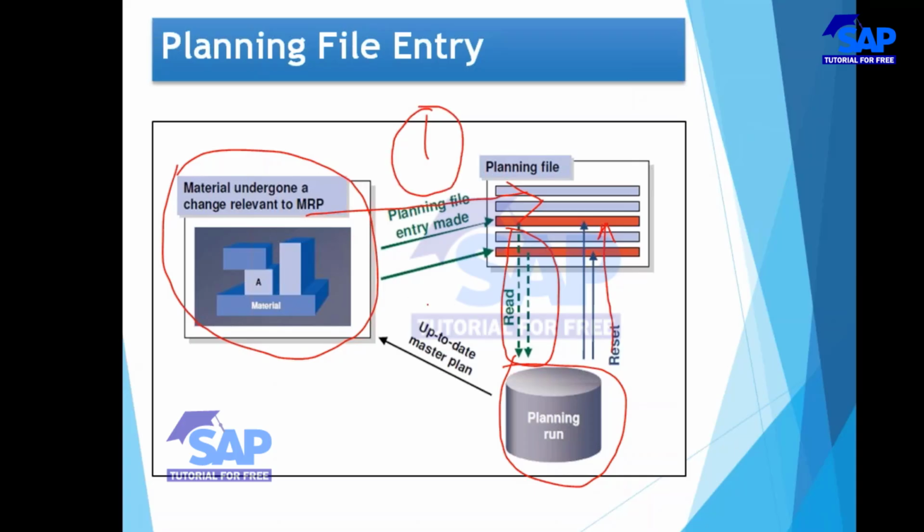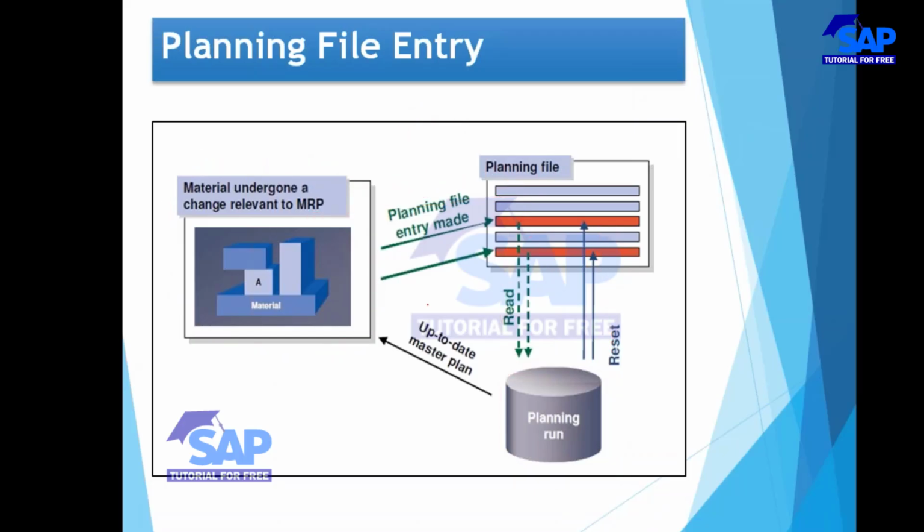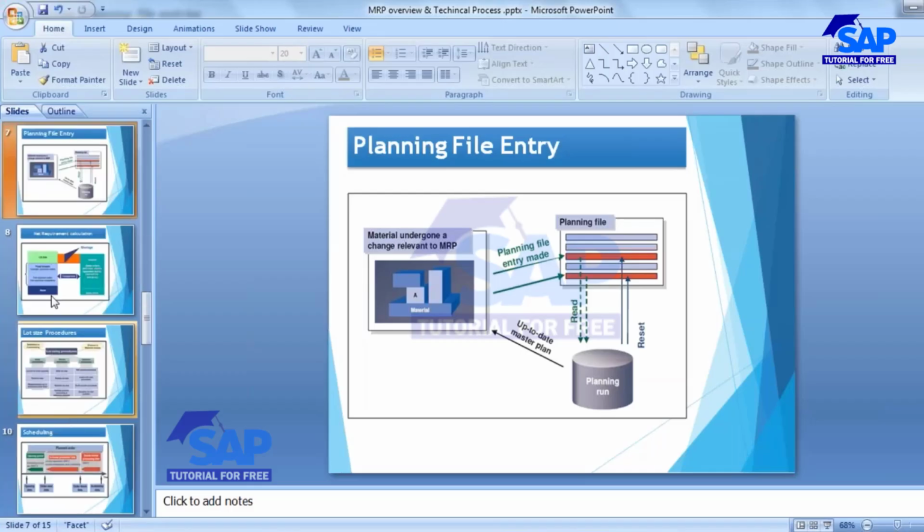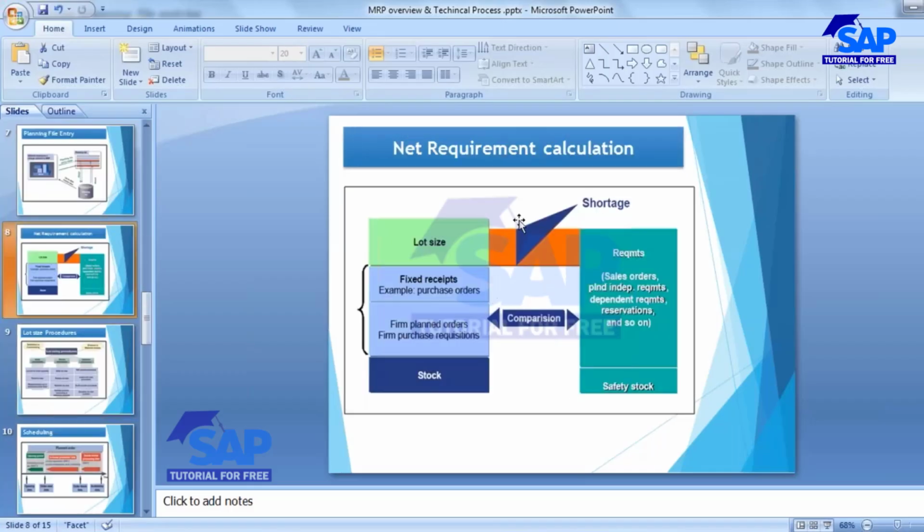Basically, here it will determine what materials have to be planned in the MRP. Okay, so now let me go back. Once the planning file entry is done, the next step will be net requirement calculation. So what is net requirement calculation?